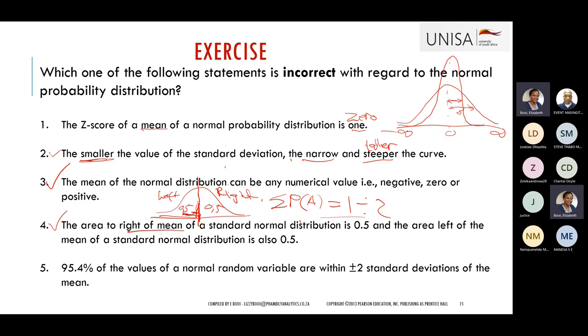So a question can be asked. 95% of the values of a normal distribution are two standard deviations away from the mean. What do you still recall on the empirical rule that we did when we were doing the measures of variability? We said one standard deviation is 68%, two standard deviations 95%, three standard deviations 99%. Do you still remember all those? And this is the correct statement, because 95% of the values will be within two standard deviations of the mean.